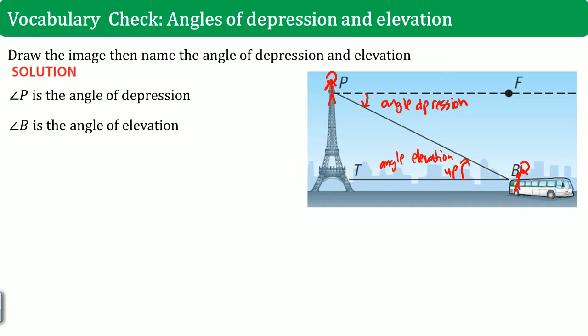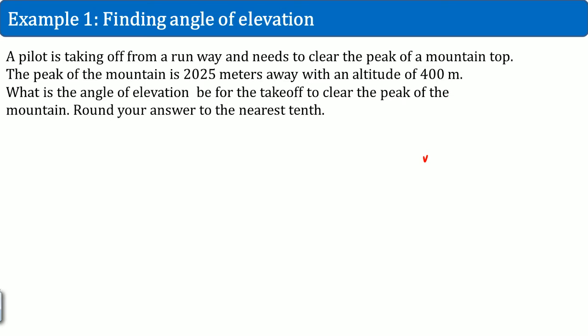So let's see how a problem works now. Example 1. Find the angle of elevation. A pilot is taking off from a runway and needs to clear the peak of a mountaintop. The peak of the mountain is 2025 meters away with an altitude of 400 meters. What is the angle of elevation B for the takeoff to clear the peak of the mountain? Round your answer to the nearest tenth.